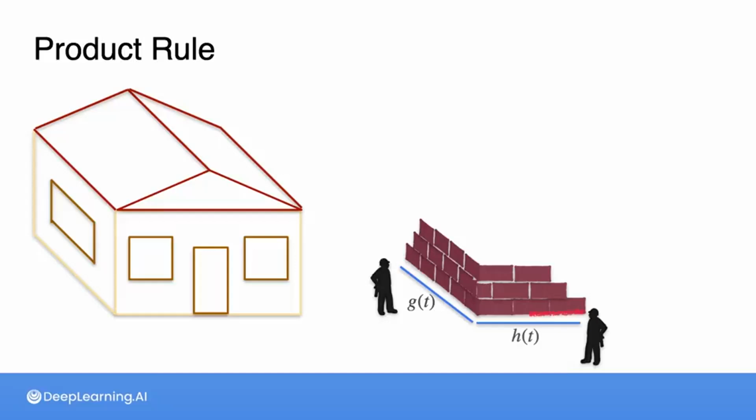So what is the resulting area of the house? Well, it's the product of g of t and h of t. So let's call that f of t. f of t is the function of the area of a house with respect to time. And now we want to find the derivative of f, and we know the derivatives of g and h. In other words, we want the rate of change of the area with respect to time.